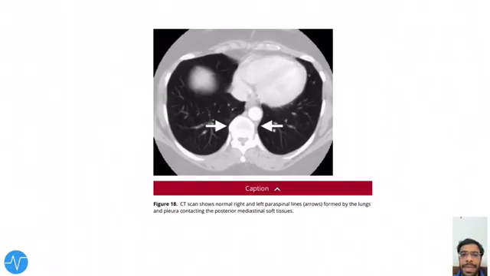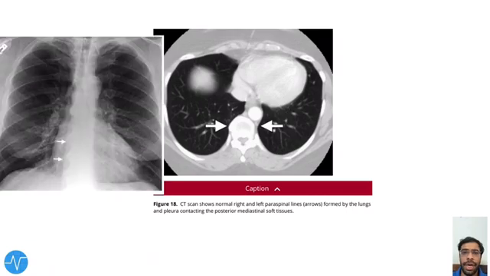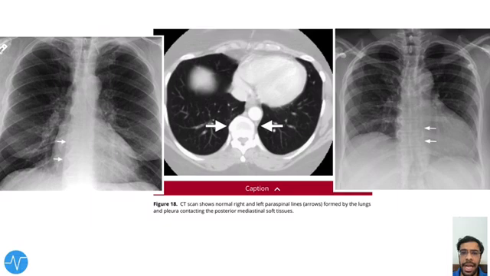Let's see how it will be seen. On CT scan, you can see near the vertebra, two arrows are pointed. These are the right and the left paraspinal lines. On X-ray, you can see this is the right paraspinal line, and on the left you can see it is the left paraspinal line. Note the arrow mark. The left paraspinal line lies medial to the descending thoracic aortic line.